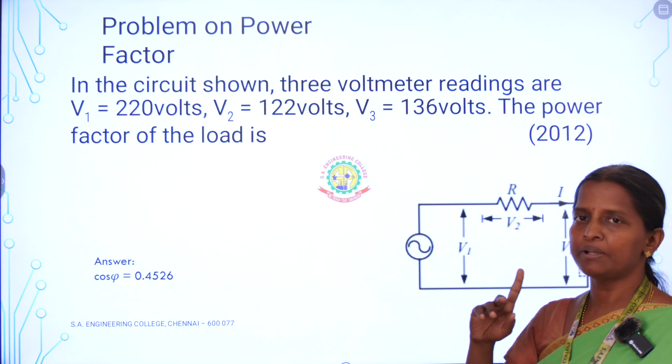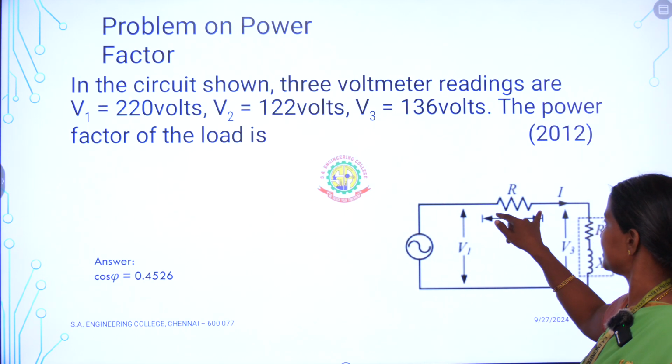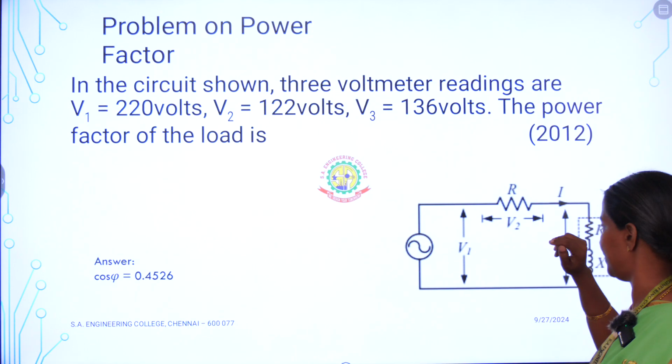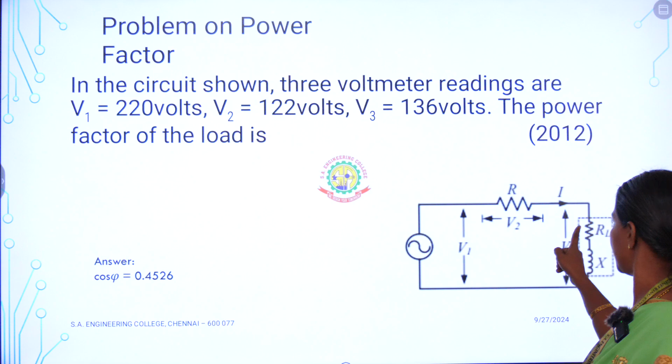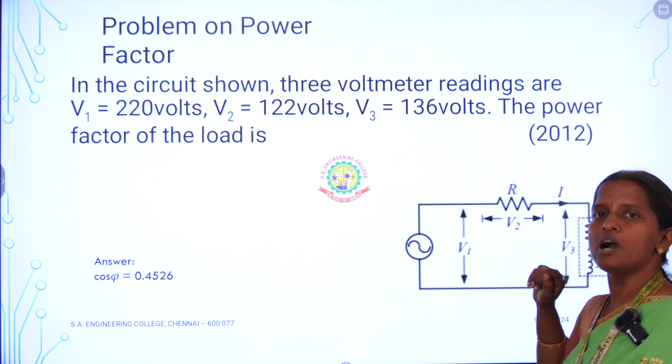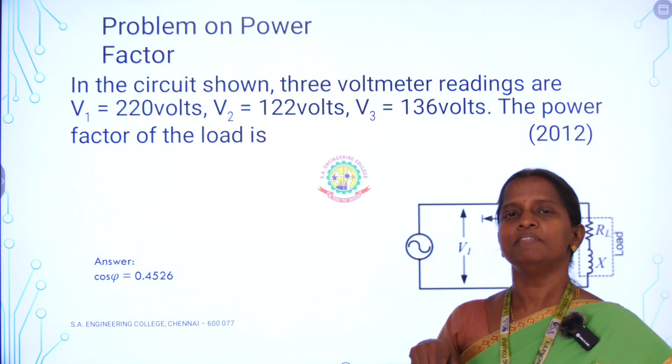What you have to do? We have to do it vectorially. Why do we have to go for vectorial addition? Because it is not a pure resistor. Here they have given an RL load, a resistor, and it also consists of an inductor. So it is an RL load, so we cannot add it directly. We have to go for vectorial addition.